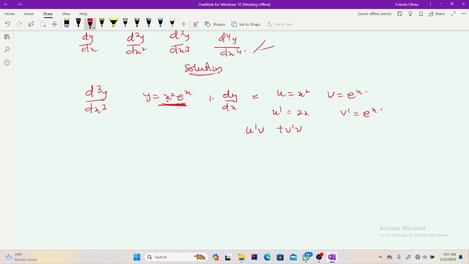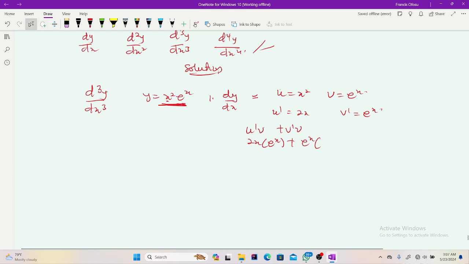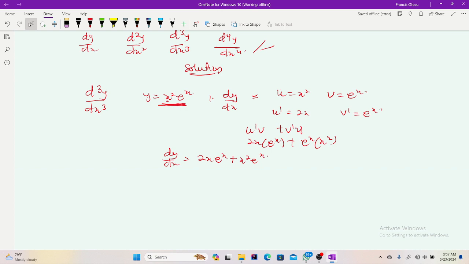So I'm going to have u prime v plus v prime u, right? And what is u prime? 2x, and my v is e to the power x, plus my v prime, e to the power x, multiplying my u, which is x squared. So my first derivative dy over dx simply gives me 2x e to the power x plus x squared e to the power x.